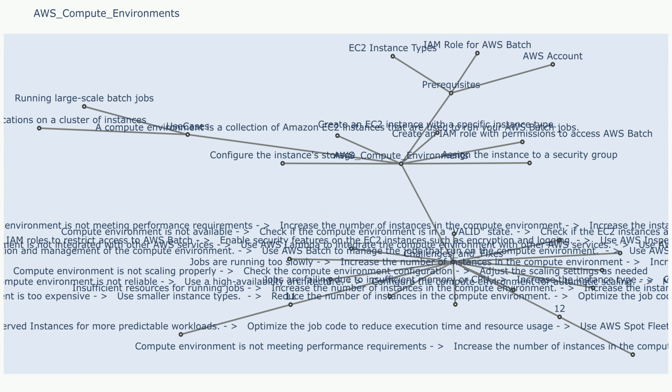Challenge: compute environment is not cost-effective. Fixes: use spot instances for less critical jobs. Use AWS reserved instances for more predictable workloads. Optimize the job code to reduce execution time and resource usage. Use AWS Spot Fleet to launch and manage spot instances.